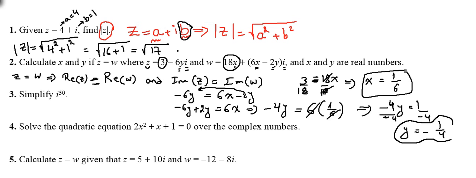Y will be equal to minus 1 over 4. This is the answer. We found x and we found y. If those are multiple choice, we will have some choices. The correct choice will be when x equals 1 over 6 and y equals minus 1 over 4.